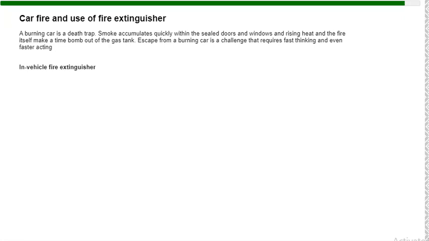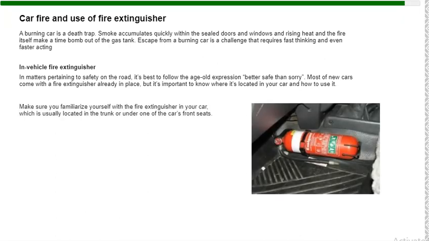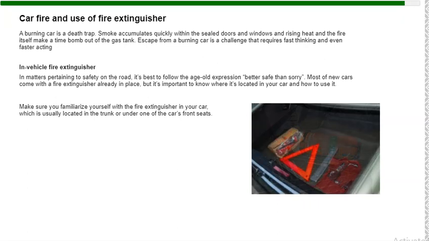In-vehicle fire extinguisher. In matters pertaining to safety on the road, it's best to follow the age-old expression, better safe than sorry. Most new cars come with a fire extinguisher already in place, but it's important to know where it's located in your car and how to use it. Make sure you familiarize yourself with the fire extinguisher in your car, which is usually located in the trunk or under one of the car's front seats.